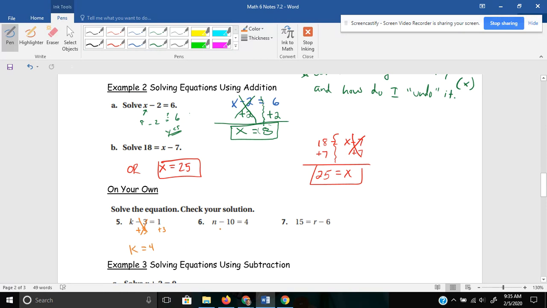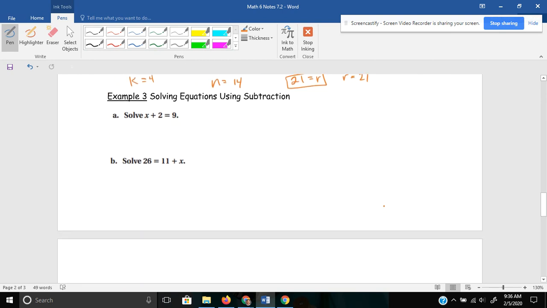Number 6, n is being subtracted by 10, so I'd add 10 to both sides, and I'd come up with n equals 14. And lastly, r is being subtracted by 6, so I'd add 6 to each side. And I get 21 equals r, or remember, it's okay if I say r equals 21. Those are the same thing. Let me know if you have questions on those.